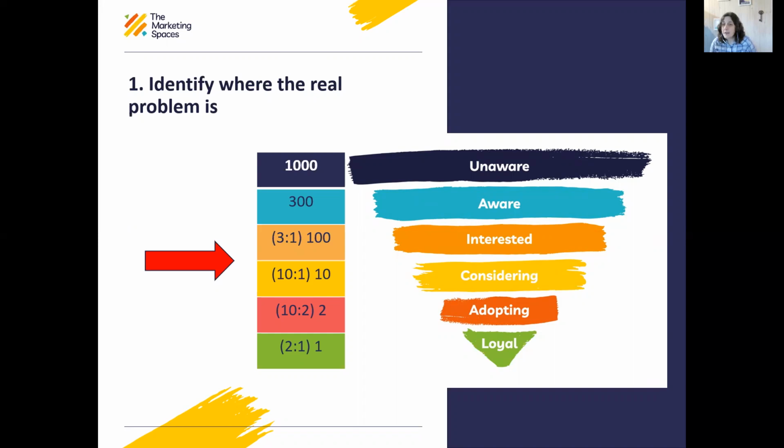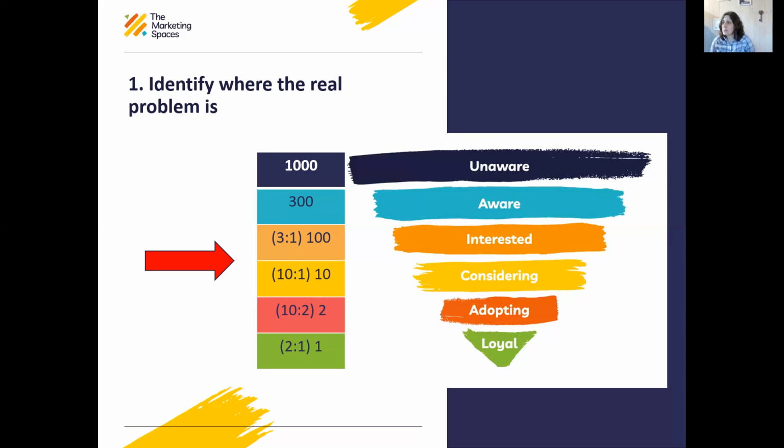Out of those 300 that become aware that you exist, 100 show an interest in what you're offering and what you're doing. So that might be that 100 come through to the landing page on your website. It might be that 100 connect with you on LinkedIn, whatever it is that you're doing at that interested option. Then the next stage is considering.